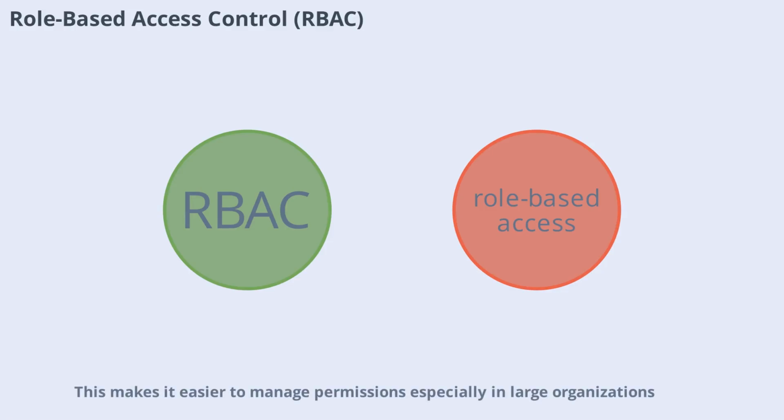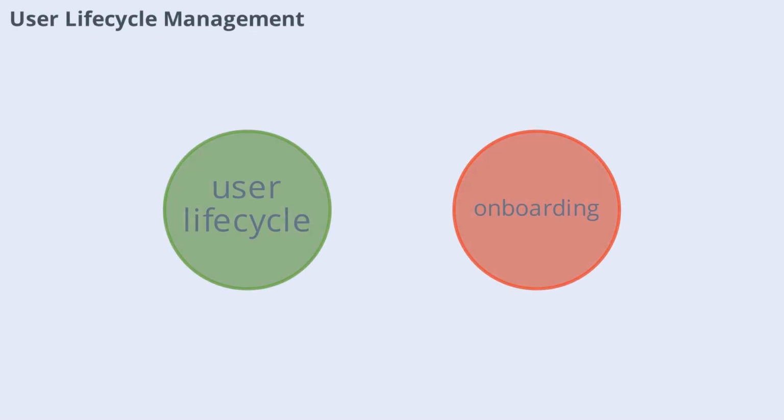This makes it easier to manage permissions, especially in large organizations, and ensures consistency across the system. User lifecycle management covers the entire process of a user's journey within the system, from onboarding to offboarding. This includes creating user accounts, assigning roles, updating permissions as responsibilities change, and eventually removing access when a user leaves the organization. Effective lifecycle management is essential for maintaining security and compliance.